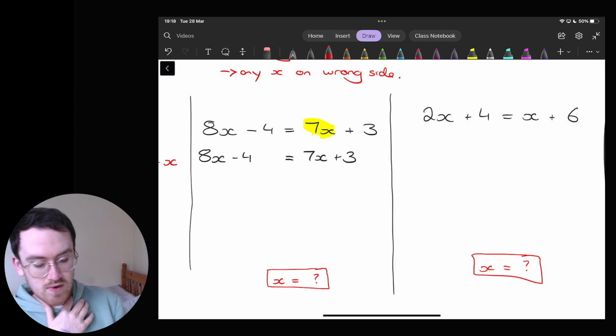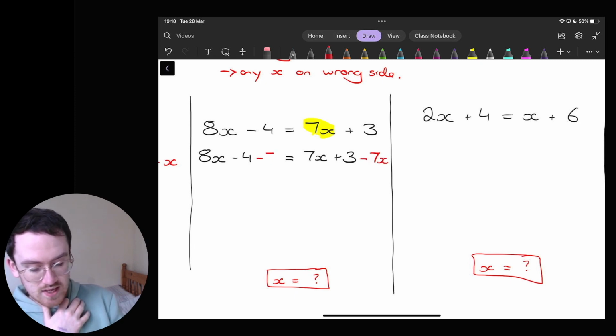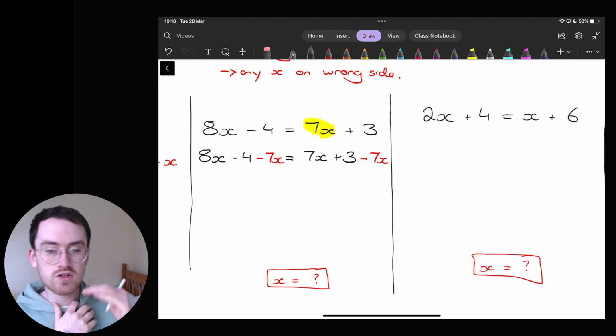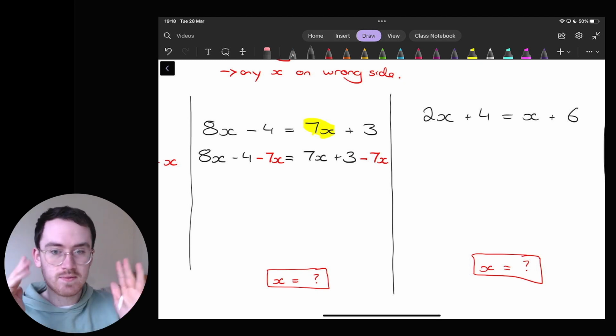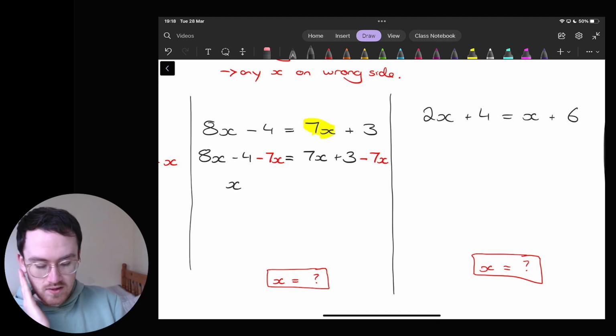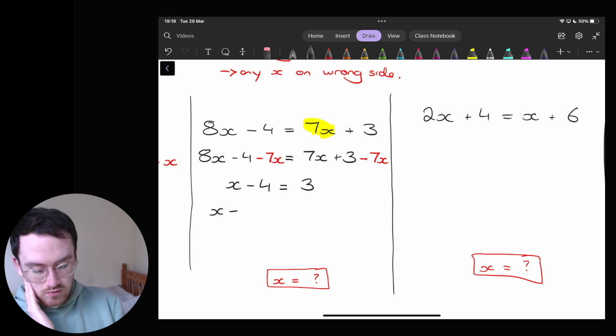On my right-hand side, I need to take away 7x. To do that, I need to do the same on the left-hand side. What I do to one side, I have to do to the other. It's the same as we had from before. That on the left-hand side is going to leave me with x minus 4 is equal to 3. Then I need to add on 4.